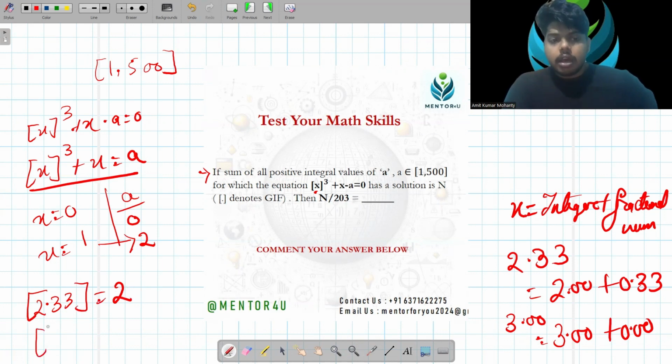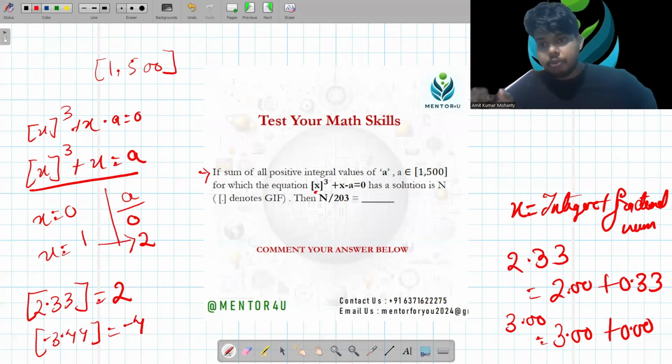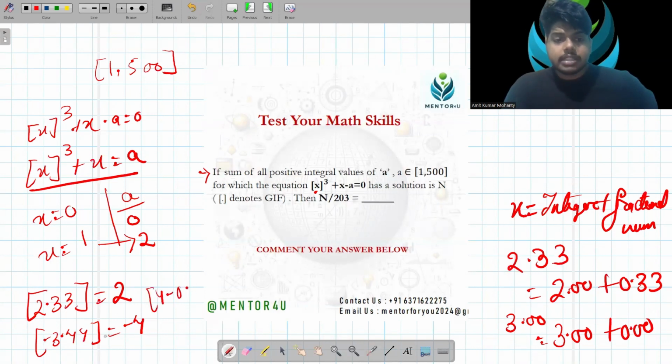If you give minus 3.44, what will be the output? It will be minus 4, because for negative numbers it adds minus 1 to it before removing the fractional part, and for positive numbers it only removes the fractional part. Clear? Because minus 3.44 is written as minus 4 plus 0.56, and this is the fractional part. That's why the output is minus 4. I hope this is clear.